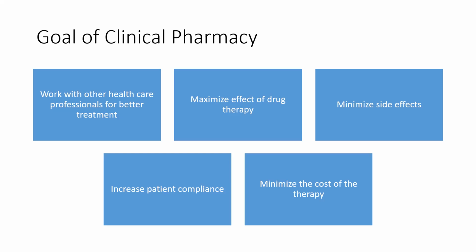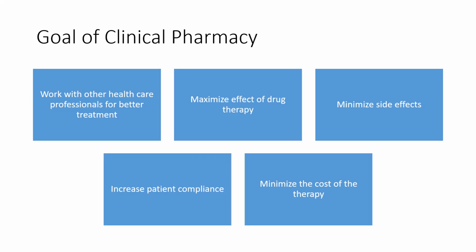Next is maximizing the effect of drug therapy. Whatever the drug selection, it should be the right choice, it should be appropriate, with appropriate dosing, appropriate frequency of the drug, appropriate dilution, appropriate compatible solution, and appropriate infusion rate. So if the rationalization is okay and the appropriateness is okay, then we have to maximize the effect of drug therapy. This is a goal of clinical pharmacy.